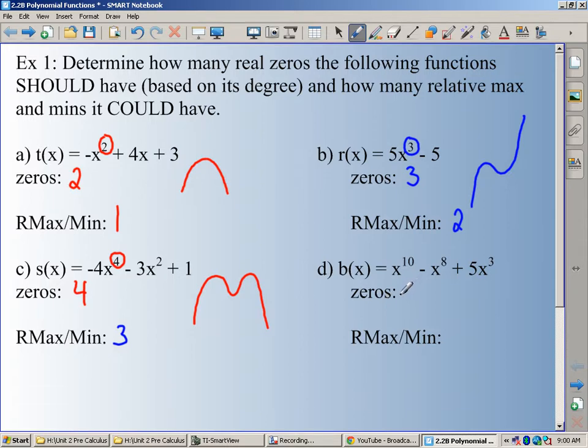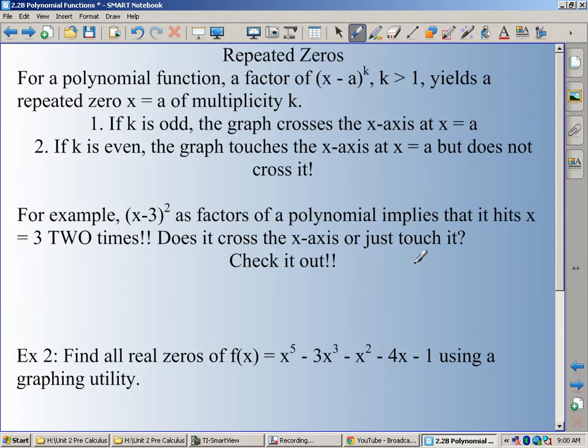So here's the answer to D. There is a possibility of 10 real zeros. It could cross the x-axis 10 times, and the number of maximums and minimums looks like there would be 9. You'll notice that the number of relative maximums and minimums is always 1 less than the number of zeros. Moving along, we're going to talk about repeated zeros.